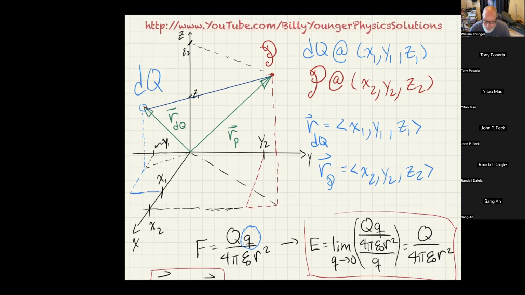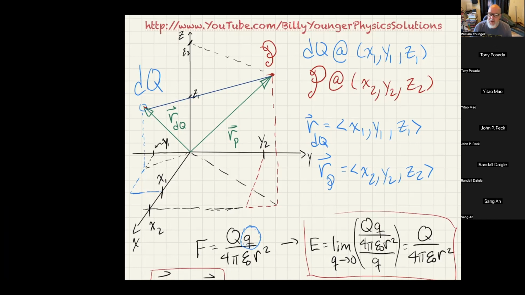So we need a vector. You can take r_dq and multiply it by a scalar. That gives you a vector. You can take r_P and multiply it by a scalar. Both of those give you a vector. You can add r_dq and r_P. That would give you a vector.